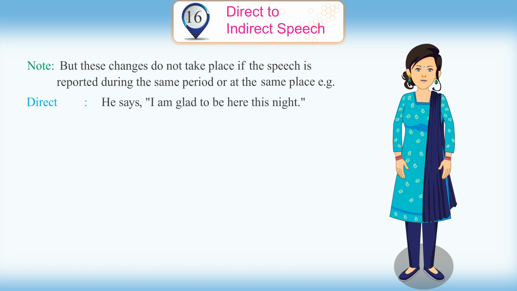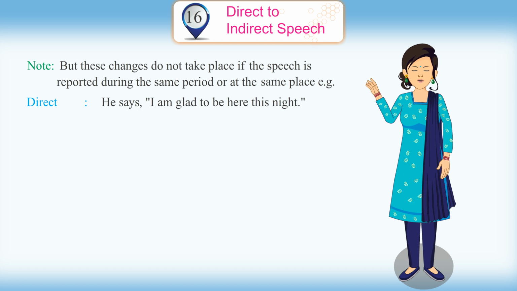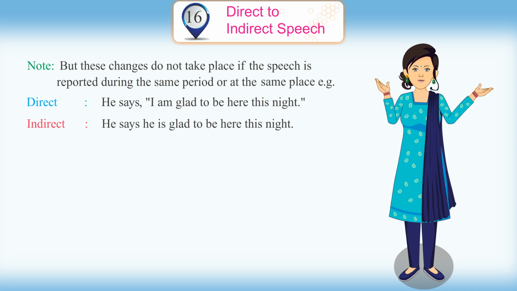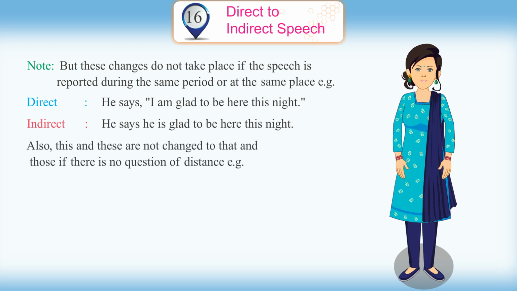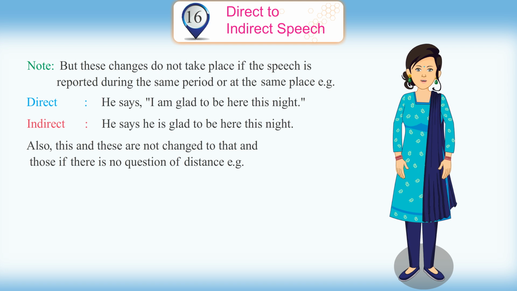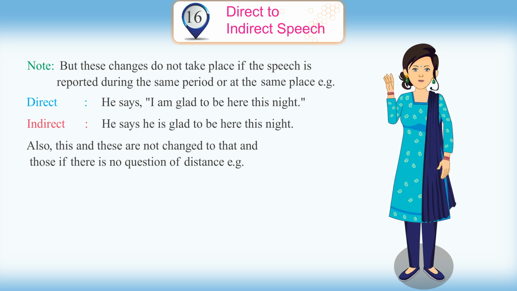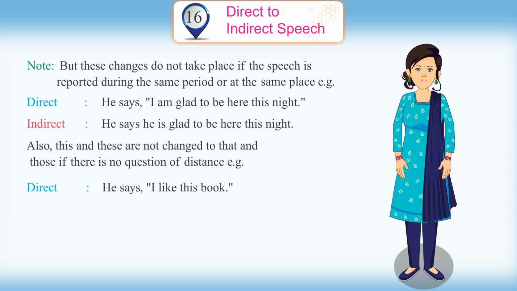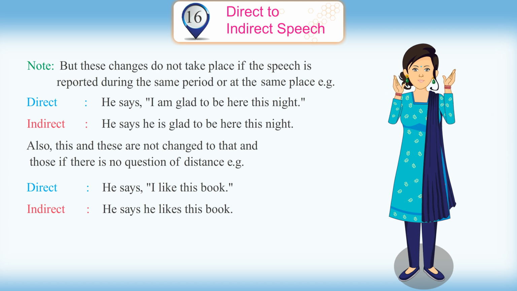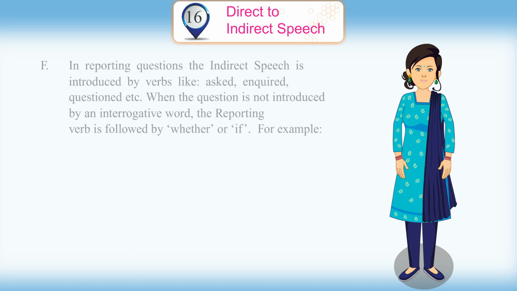For example, direct. He says, I am glad to be here this night. Indirect. He says he is glad to be here this night. Also, this and these are not changed to that and those if there is no question of distance. For example, direct. He says, I like this book. Indirect. He says he likes this book.